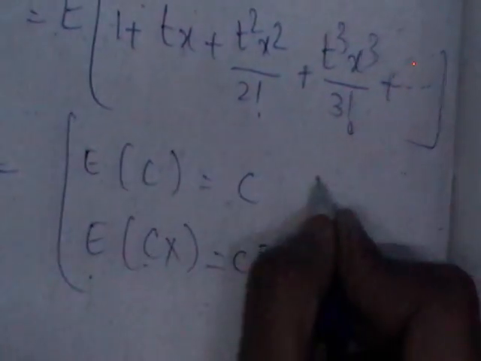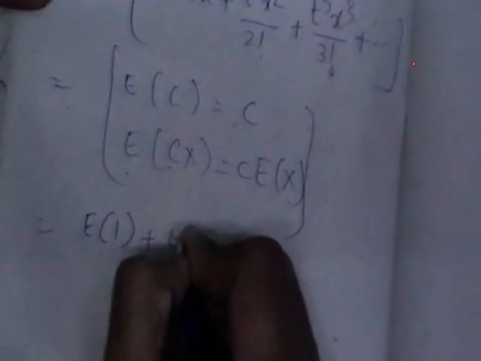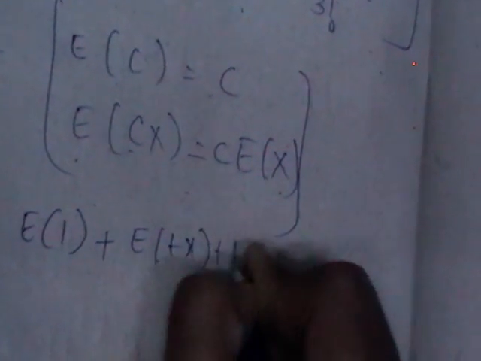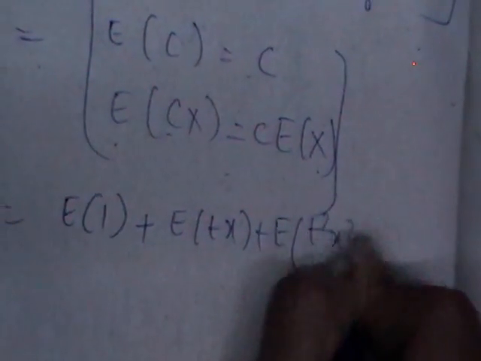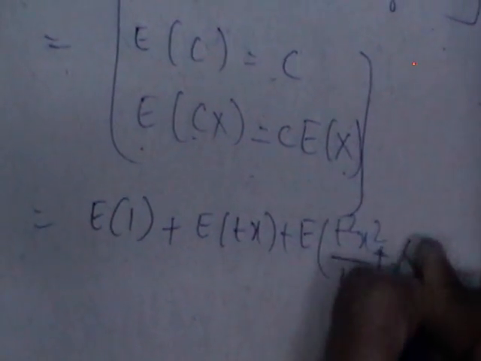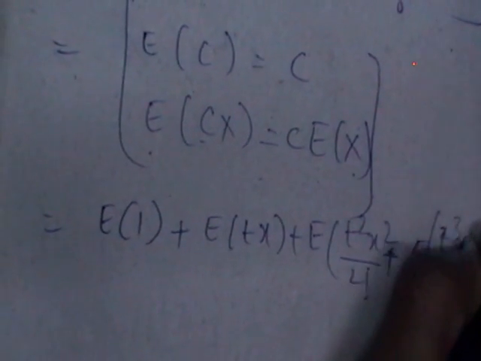We have done certain results on expectations. What is the expectation of a constant? The expectation of a constant is the constant. What is the expectation of cx, if c is a constant? It is c into the expectation of x. So by using the addition theorem we can write that as E of 1 plus E of tx plus E of t square x square by 2 factorial plus E of t cube x cube by 3 factorial, and so on.